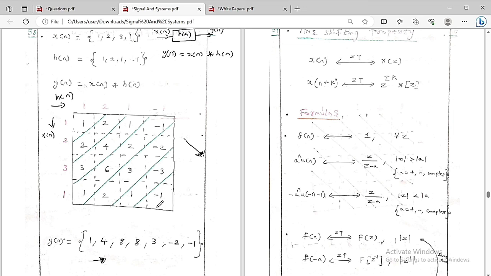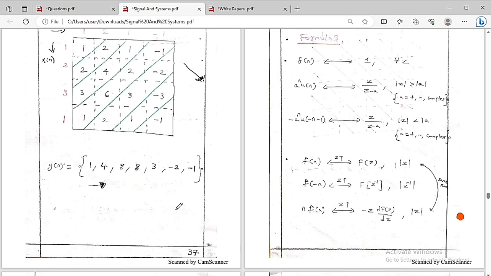So we can solve the convolution by two methods. One is the tabular method and the other is the conversion method. The conversion method we will not study now because it will take a lot of time. So instead of that, we will go for this one. But I want to tell you some important points regarding this, which you have to keep in your mind.